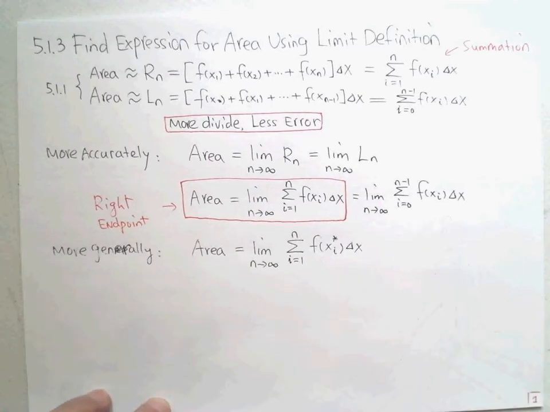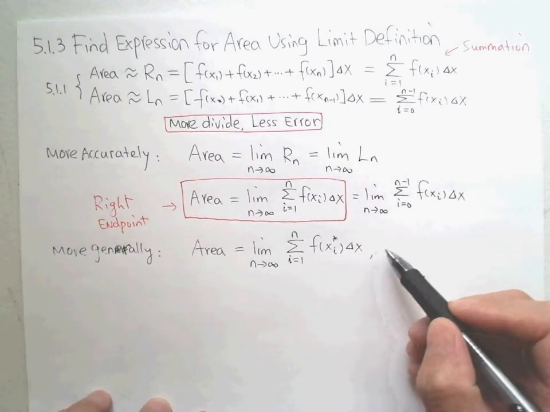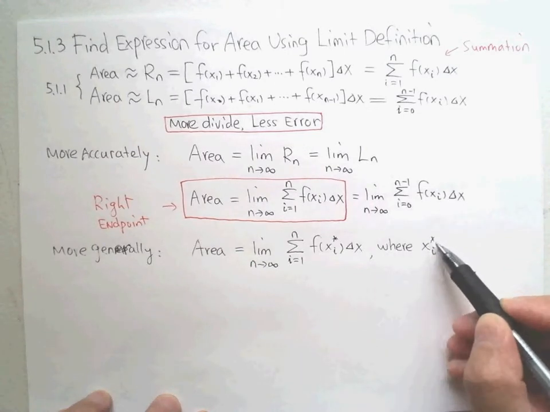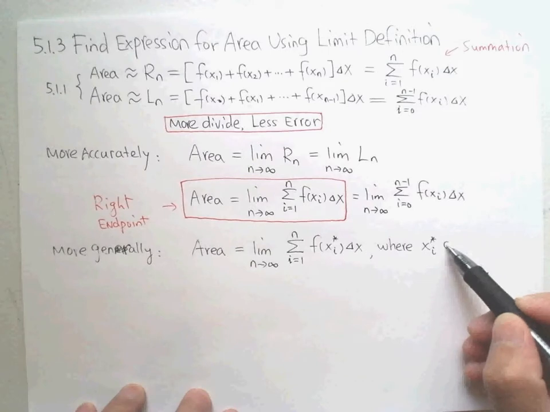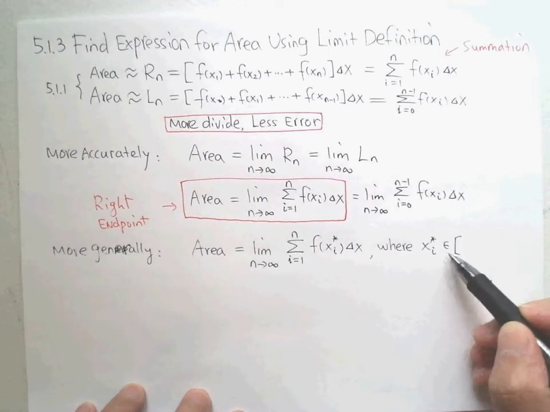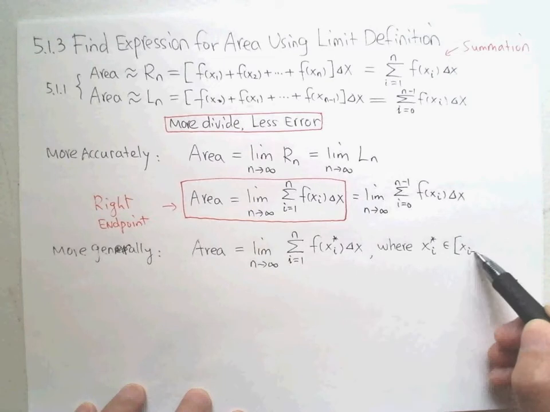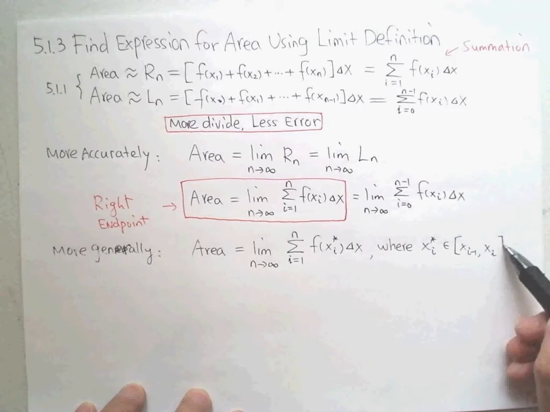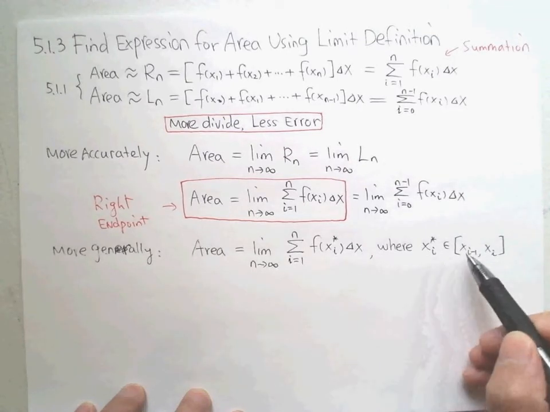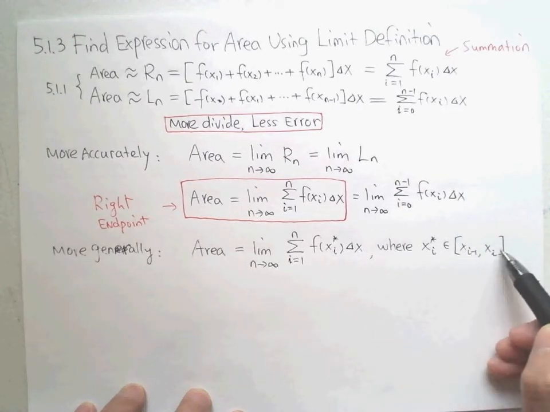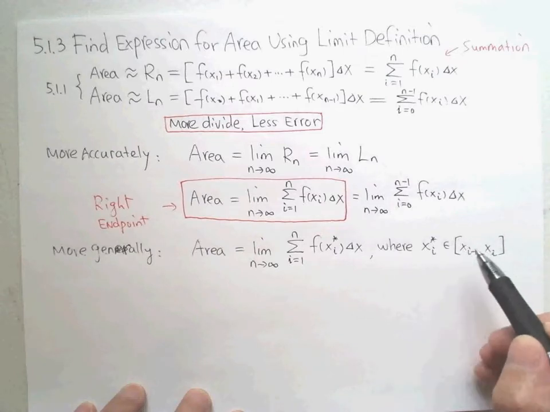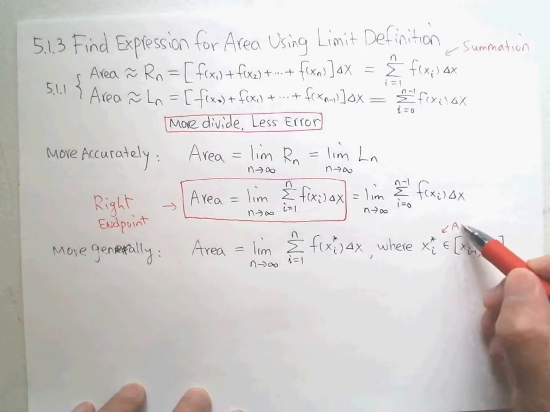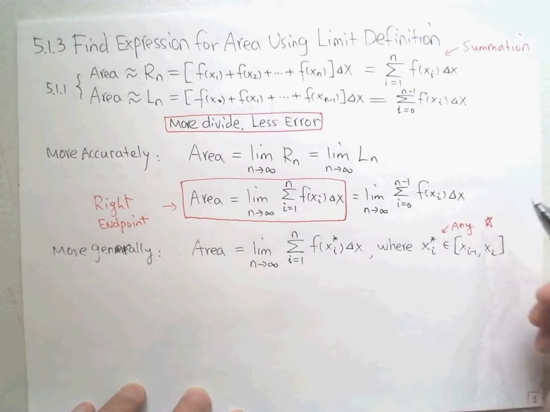Okay, so what is xi? I show you here. And xi star is any number that belongs to the interval xi minus 1 to xi. Remember, this is the closed interval, right? This means xi star could be the left-hand point, or the right-hand point, or the middle point, or any other point. This is any, okay?